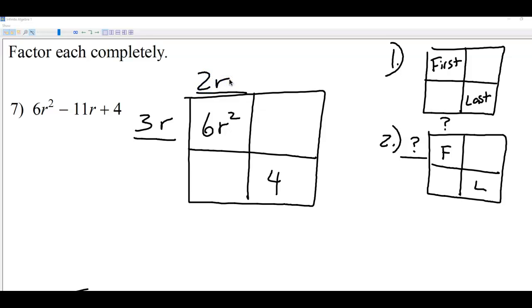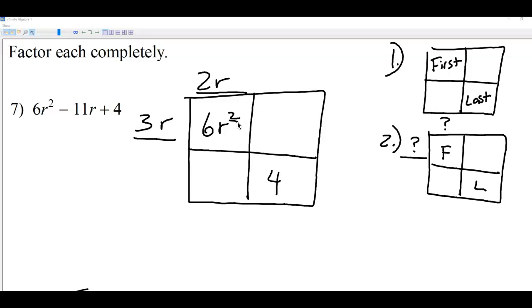Sure. Now, maybe you would choose to put the 3 on the top and the 2 on the side. We don't know. Doesn't really matter. But just so you guys know, they will always split the r's up evenly. So if there's 2 r's, there's going to be 1 r here and 1 r over here. They're not going to put all the r's on one side and some on the other. It just doesn't work that way. But this is not the only way to get 6r squared. You could also do 1r times 6r. That would also work. So that's why there's guessing and checking going on.